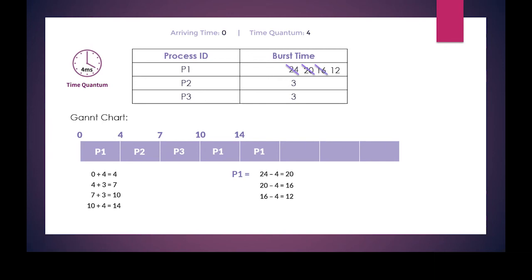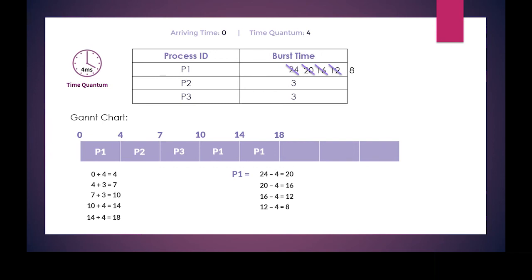And we're going to repeat to complete the process. And we'll continue that process until P1 completes the process. So again, 14 plus 4 is 18. And it'll be here. So we're going to compute again the new burst time of P1, which is 12 minus 4 is 8.